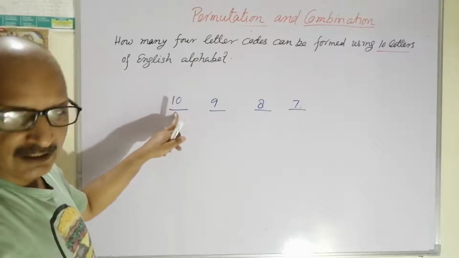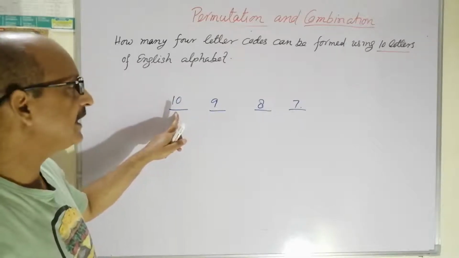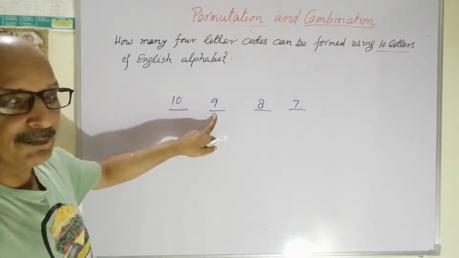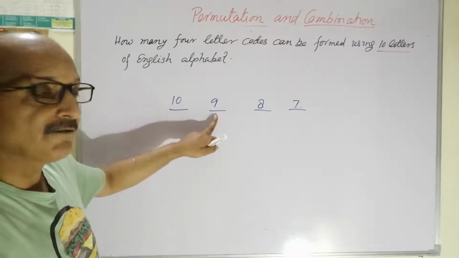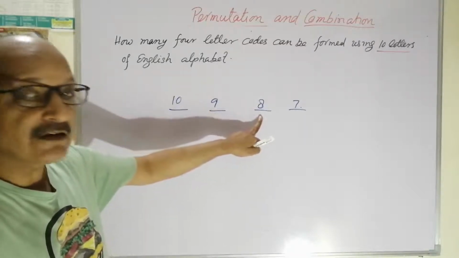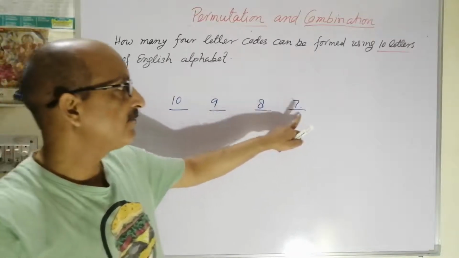Which letter is used here? Only 1 letter will be used here. So still we have 9 letters left. One of them can be placed here. Still we have 8 letters left. One of them can be placed here. Still we have 7 letters left to be filled here.